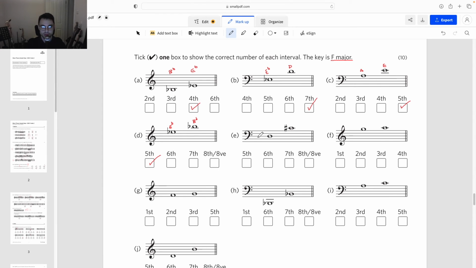Question E. Bass clef. We are starting on D. We're going up to C sharp. All right.